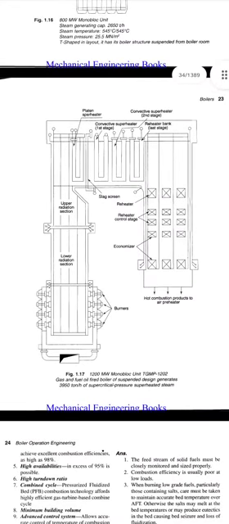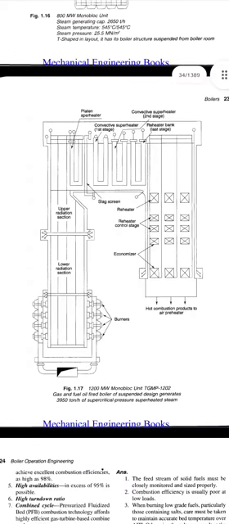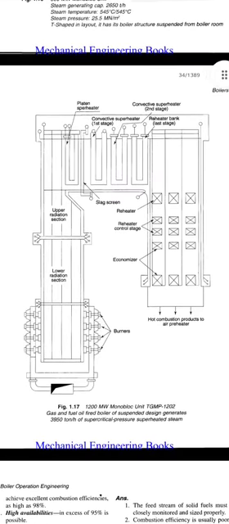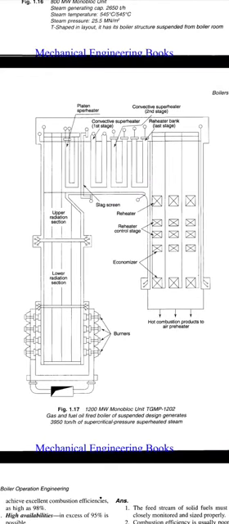figure 1.17, 1200 megawatt monoblock unit TGMP 1202. It is a Russian designed boiler. The gas and fuel oil fired boiler of suspended design generates 3950 tons per hour of supercritical pressure superheated steam. Here we can see in the left column burners are there. From the burners, flue gas travels through the lower radiation section, upper radiation section, then platen superheater, convective superheater first stage, convective superheater second stage, then reheater bank for last stage.